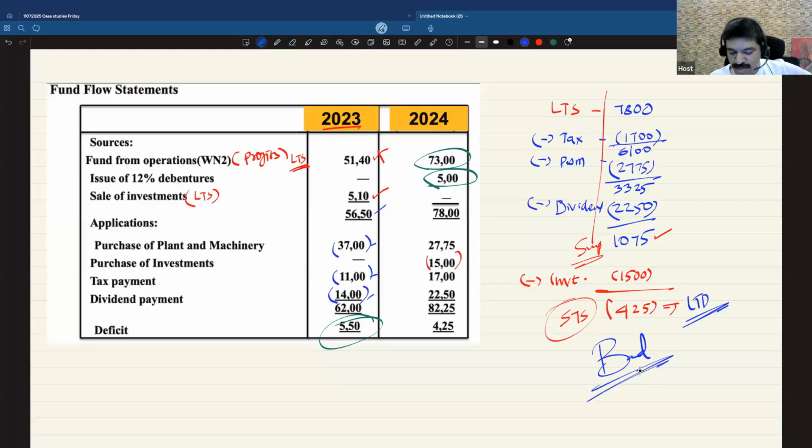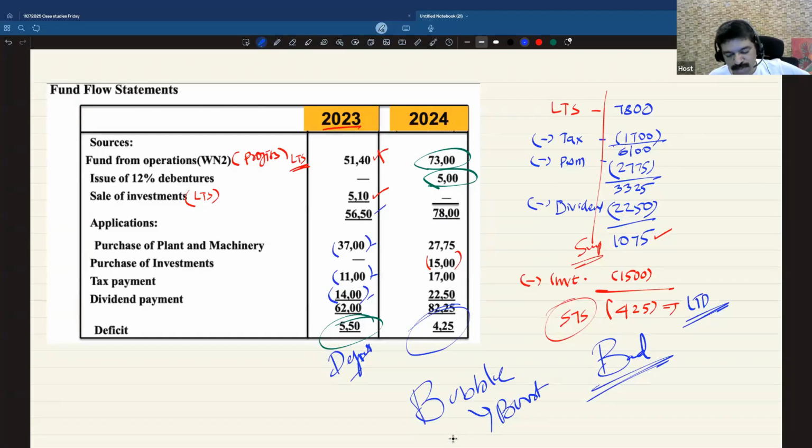Maybe last year they had a deficit and they continued their operations in 2024. So you may have a question, what's the big deal here? Here they had a deficit, but this company didn't get closed. They are running their show. In 2024 also they are running their show. In 2024 also there is a deficit. And if they keep committing this mistake, then at one point the bubble will burst. That's how big companies will come crashing down.